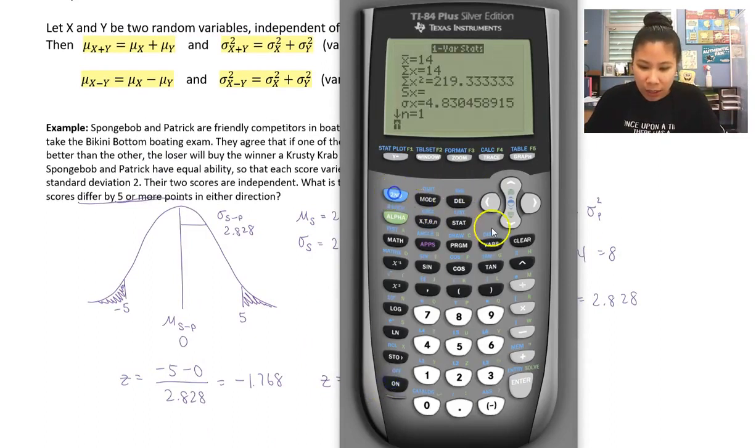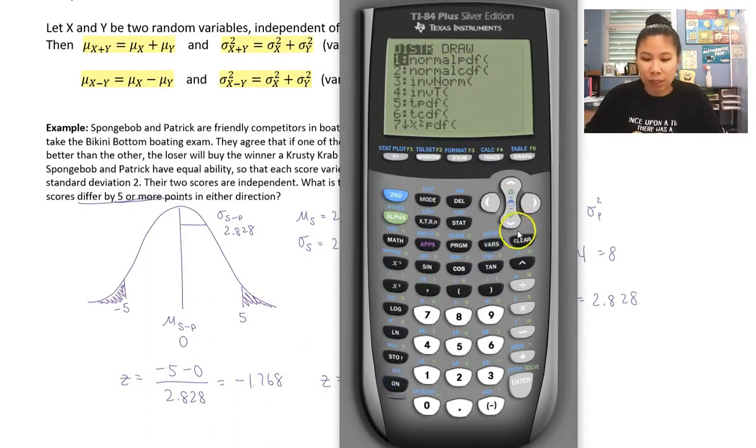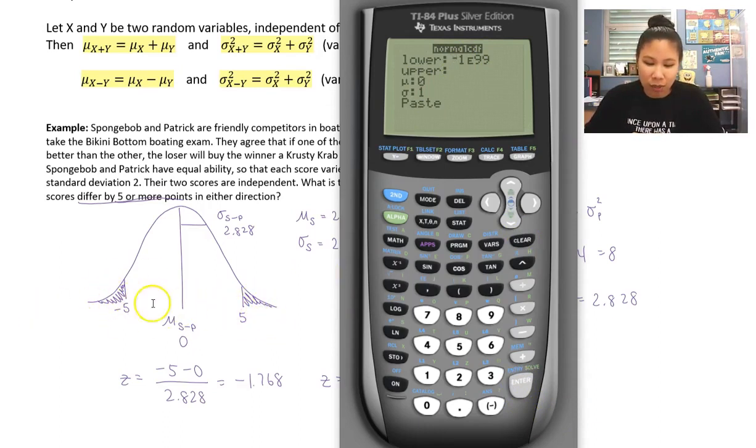So just to recap, this is second VARS, normal CDF, so number 2. And remember, it'll ask you for lower, upper, whatever. Since my two areas have the same z-score, it really means that these two shaded areas are going to be the exact same probability. Just multiply it by 2 at the end to find the two shaded areas. So I'm just going to find the left side here. For the lower, it automatically started with -1 times 10 to the 99th power. So this is basically like -100,000 or whatever. Cool, that's where we're starting to shade.